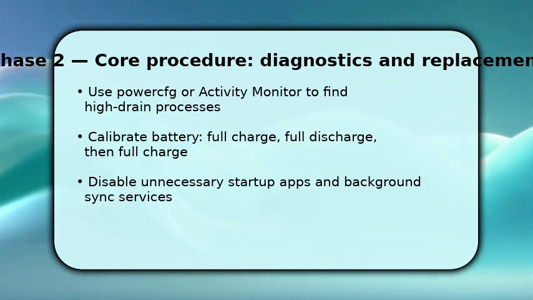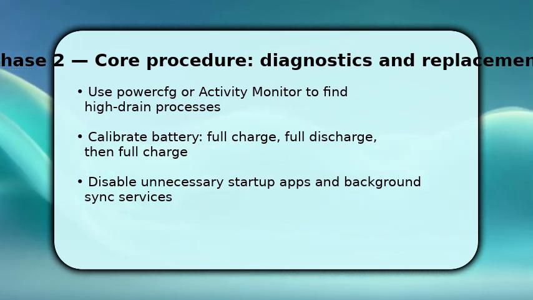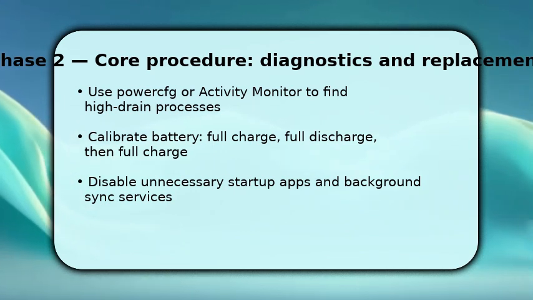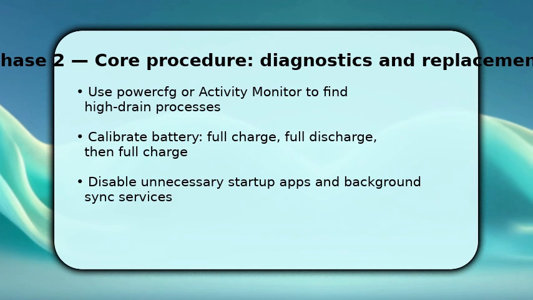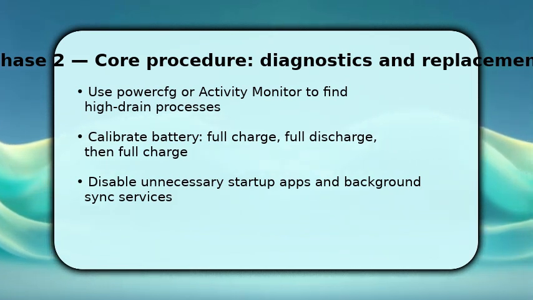Then calibrate the battery. Charge to 100%, disconnect and run to shutdown, then fully charge again. This restores reporting accuracy. While waiting, disable unneeded startup apps and background syncs to reduce phantom drain. Make sure to apply changes one at a time so you can measure improvements and isolate the real culprit.